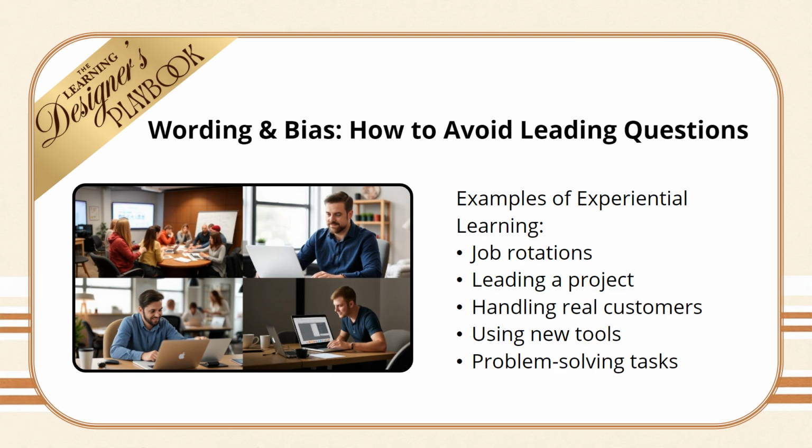Let's look at some practical examples of the 70. One method is job rotation, where employees temporarily move into different roles. This exposes them to new perspectives and challenges. Another example is leading a project. By managing timelines, tasks, and people, learners develop leadership and organizational skills.